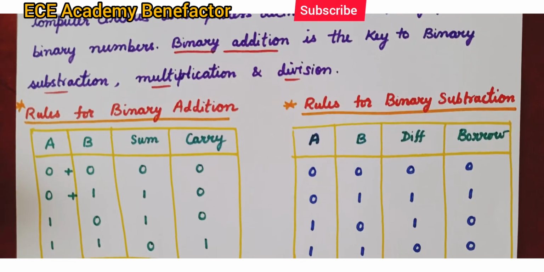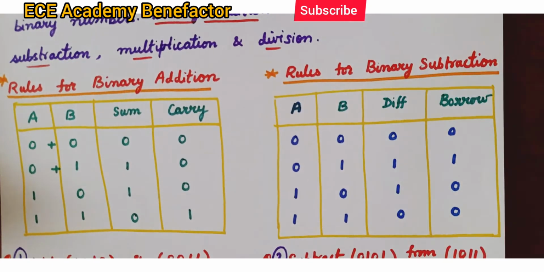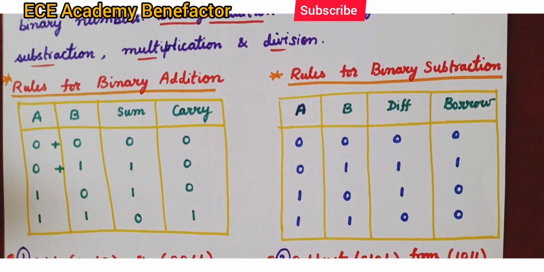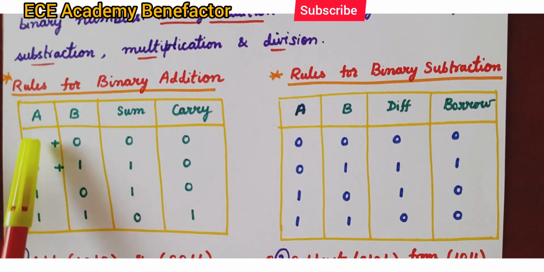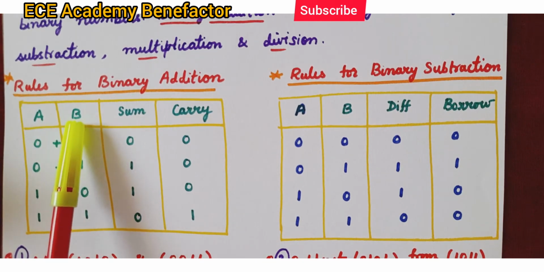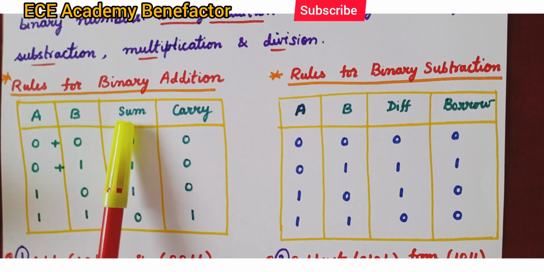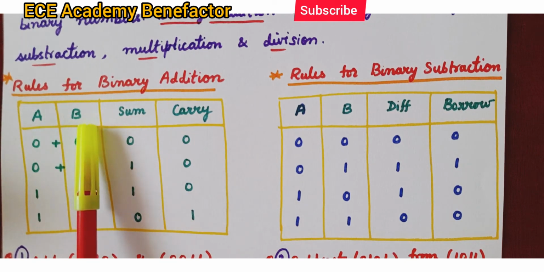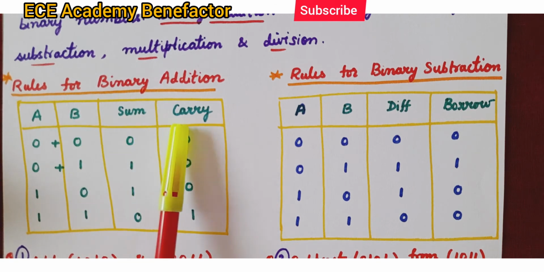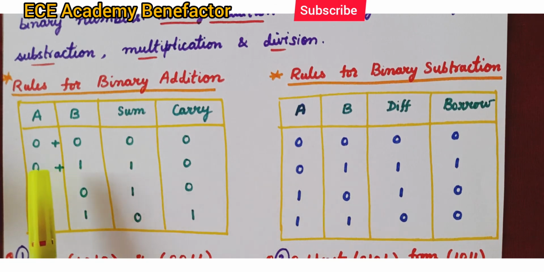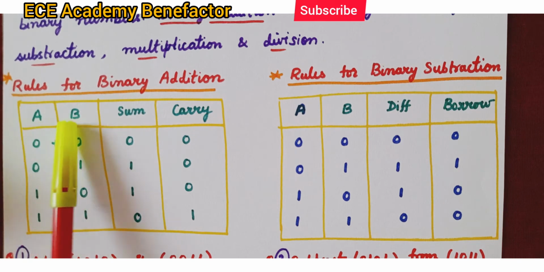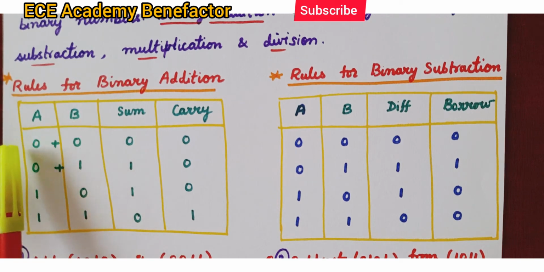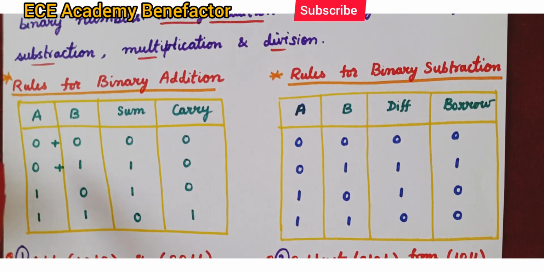How to do binary addition? Here is a table explaining it. I have taken two numbers, A and B, as the inputs. After adding, what is the sum and carry? These two columns indicate the input and these two columns indicate the output. As we have two inputs, we will have four combinations. 1, 2, 3, 4. Four combinations.